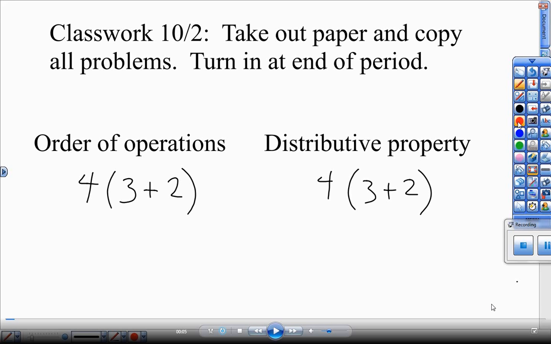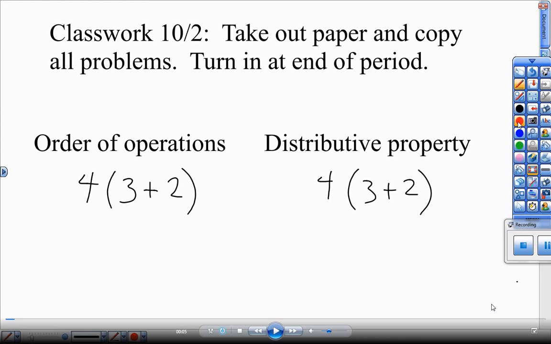Okay, for today's classwork, I'm going to have you take out a piece of paper and copy down all these problems. I'm at day number 2 of jury duty. If I get picked today, I'll be out till Tuesday. So either way, I'll be here tomorrow or I'll be out till Tuesday. So again, take out a piece of paper, write down these problems, and then turn them in at the end of the period, and then I'll have you continue with the movie that you started yesterday.